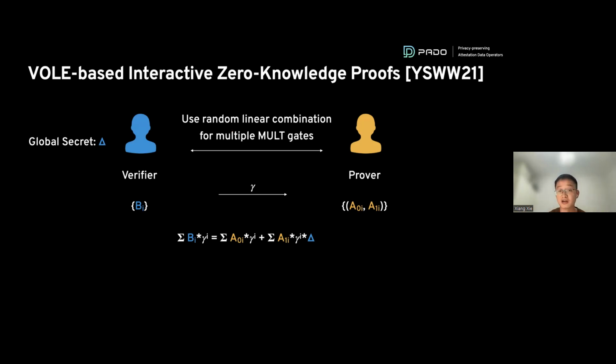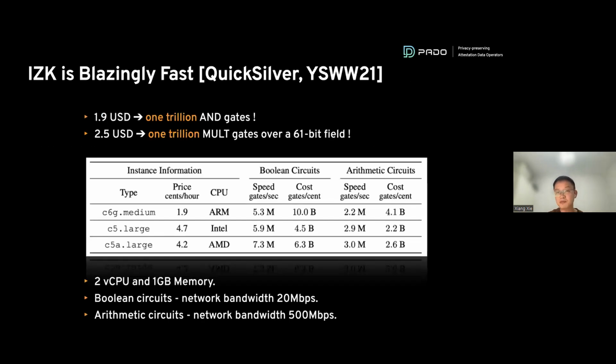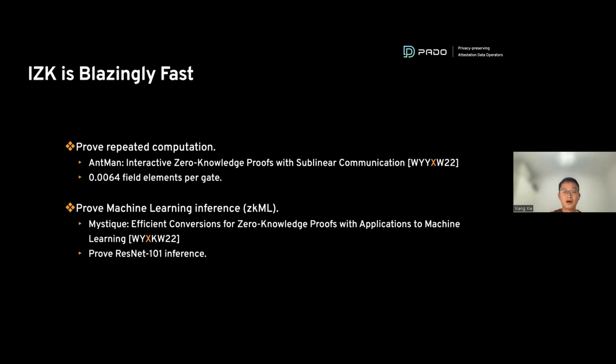So it's memory efficient. And some numbers here are that IZK is basically fast. For example, in the Quicksilver paper, we can use less than $2 to prove 1 trillion AND gates, and about 2.5 USD to prove 1 trillion multiplication gates over a Mersenne prime field. It's not just the AND gate, it's a multiplication gate over a much larger field, and the configuration of the machine is very normal.